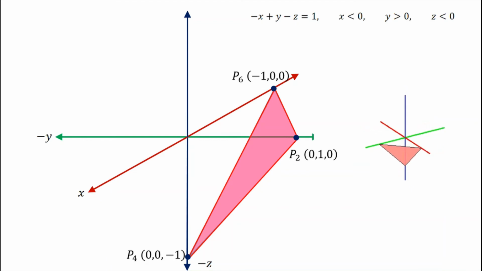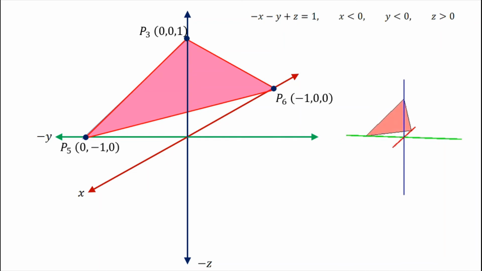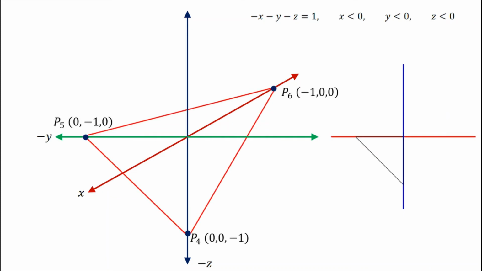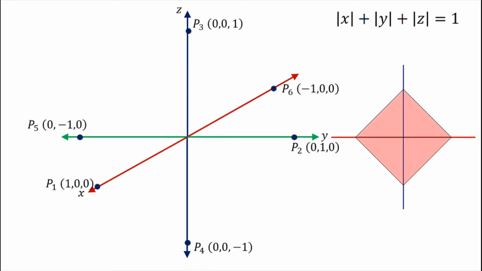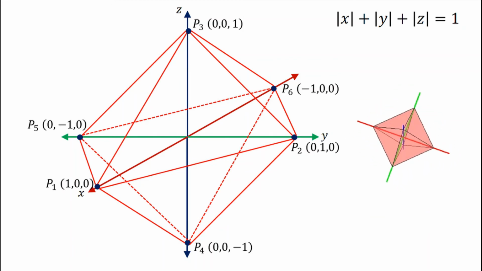The points of the seventh octant, x, y less than 0 and z greater than 0, are P3, P5, and P6. The points of the eighth octant, x, y, and z less than 0, are P4, P5, and P6. Here are the 8 surfaces which are described by the equation absolute of x plus absolute of y plus absolute of z equals 1. They form the surfaces of a regular octahedron shape as depicted.